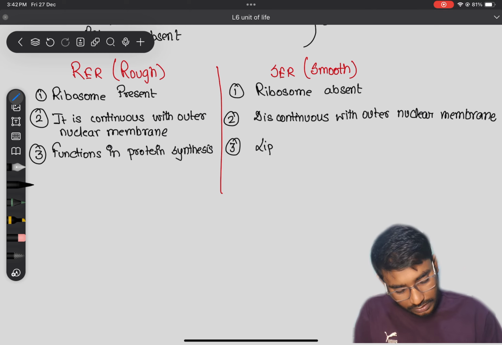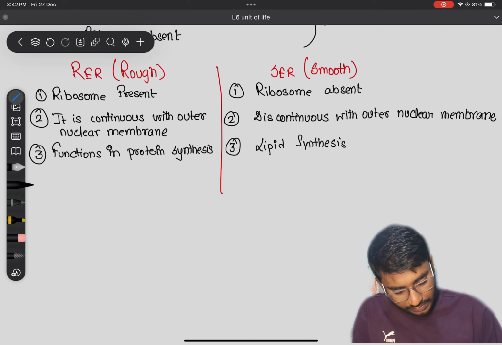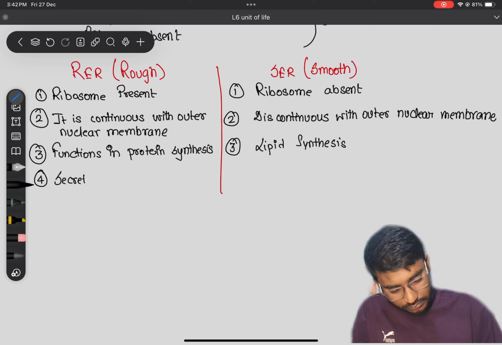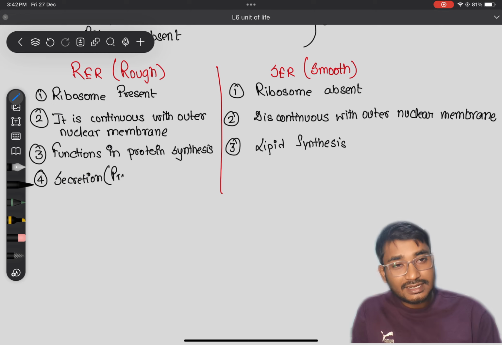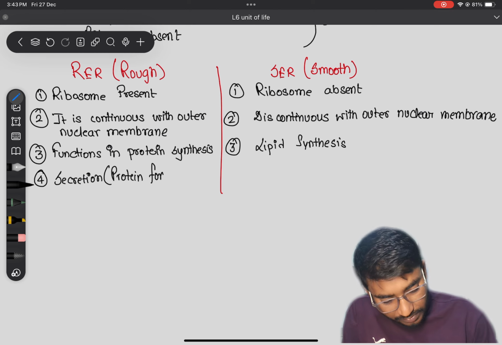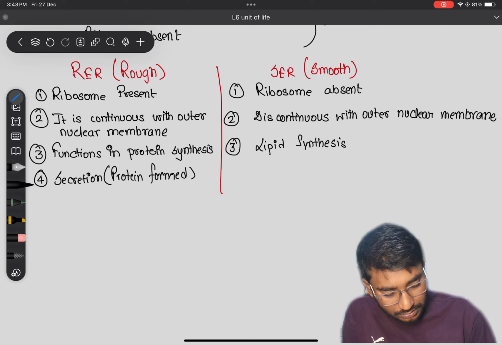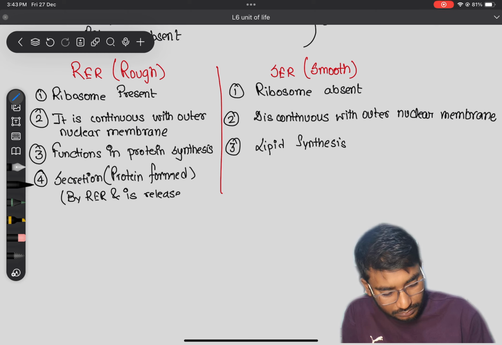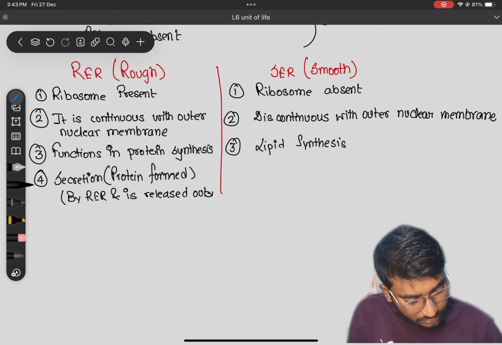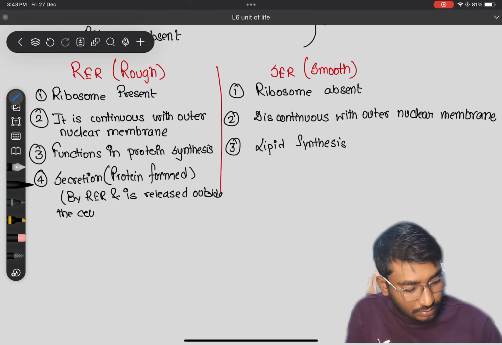Okay, so number 4, secretion. Protein formed by RER is released outside the cell. Glycogen synthesis.